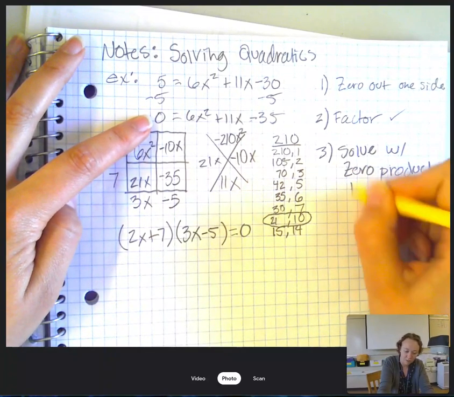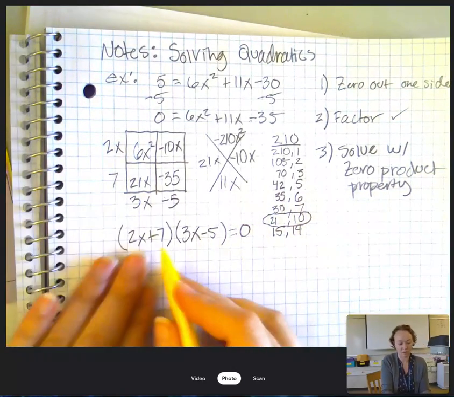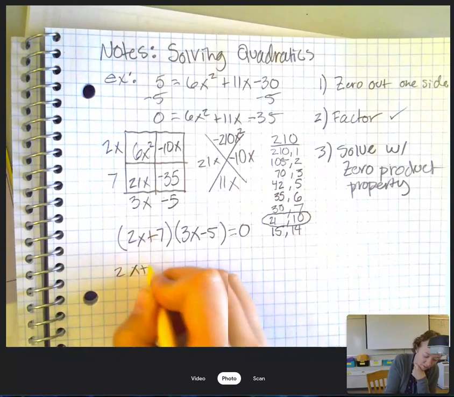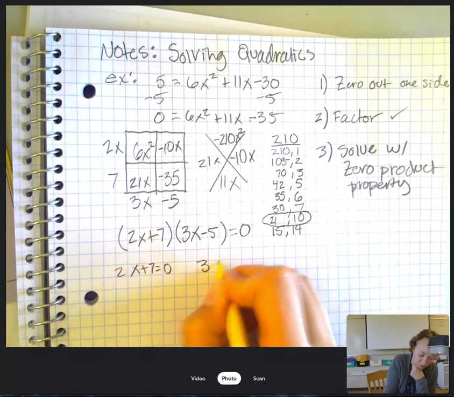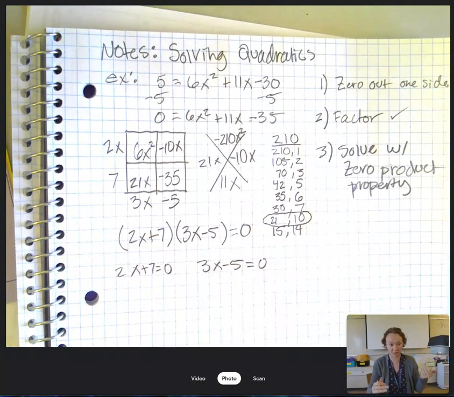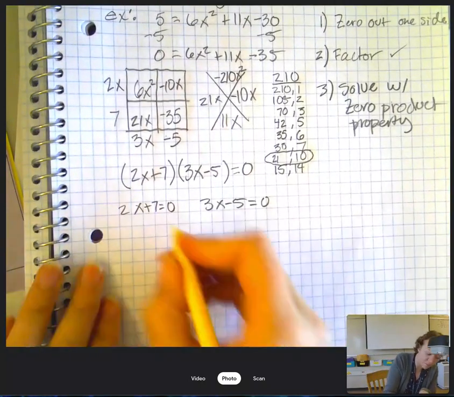Product property. So we're going to take each one and set it equal to 0 separately, because if one of them equals 0, then the whole thing equals 0. So 2x plus 7 equals 0, and 3x minus 5 equals 0. So we solve those, and those are going to give us two different answers, it looks like. So we're going to have two x values that work in this equation.